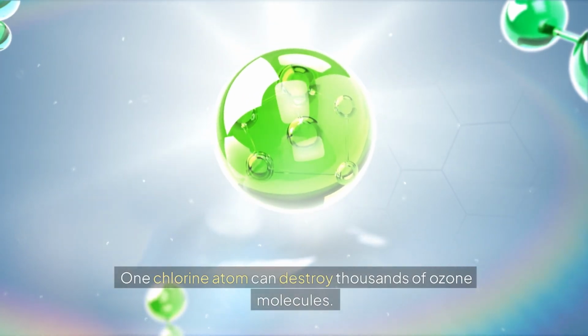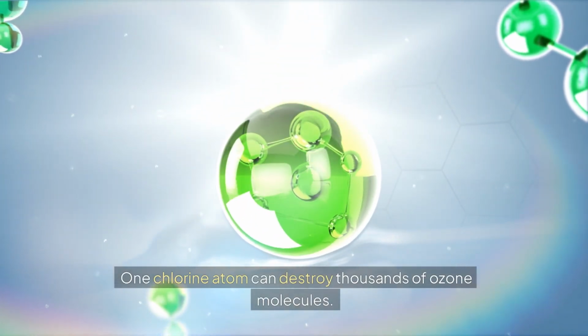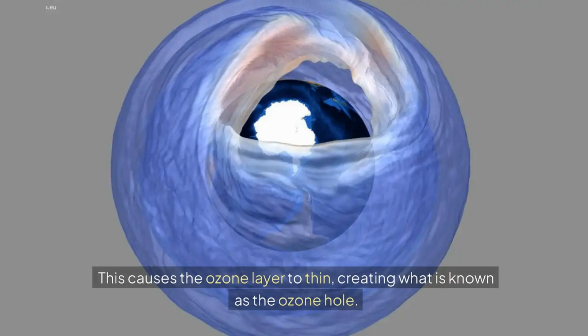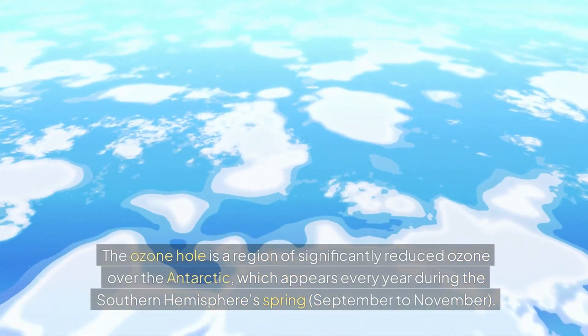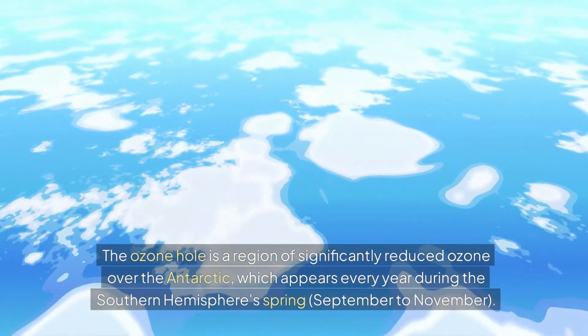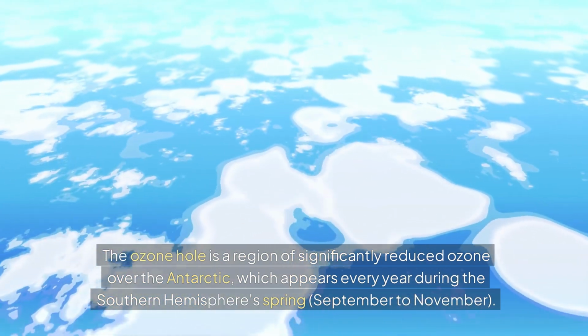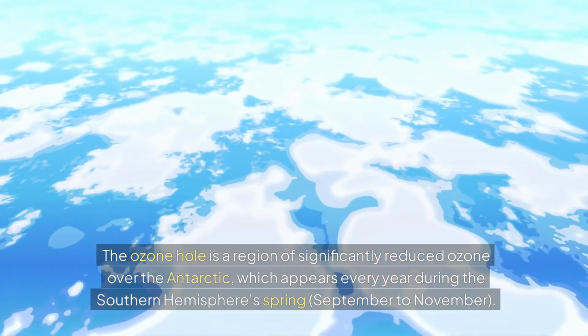One chlorine atom can destroy thousands of ozone molecules. This causes the ozone layer to thin, creating what is known as the ozone hole. The ozone hole is a region of significantly reduced ozone over the Antarctic, which appears every year during the southern hemisphere's spring, September to November.